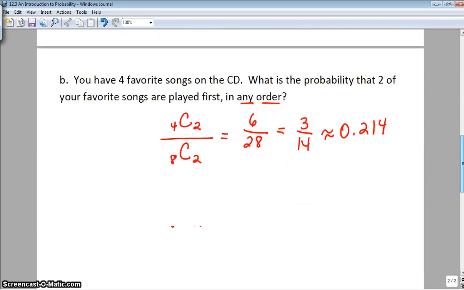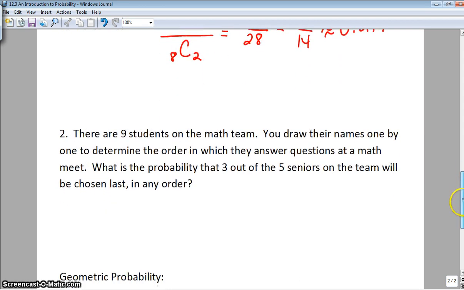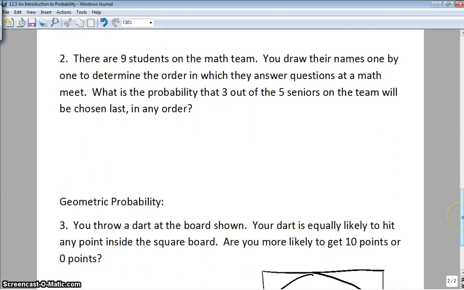Okay. All right, let's look at the next example. There are 9 students on the math team. You draw their names one by one to determine the order in which they answer questions at a math meet. What is the probability that 3 of the 5 seniors on the team will be chosen last in any order?